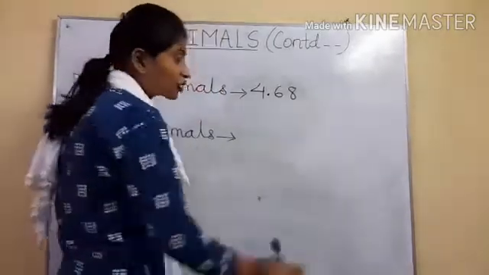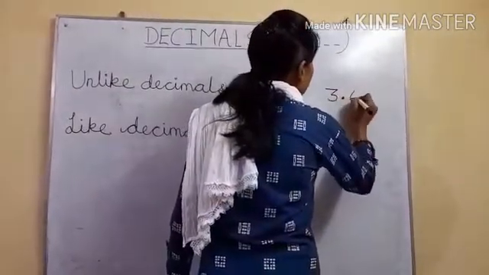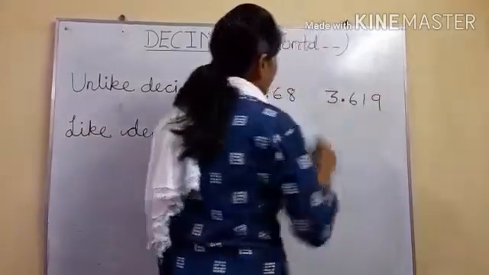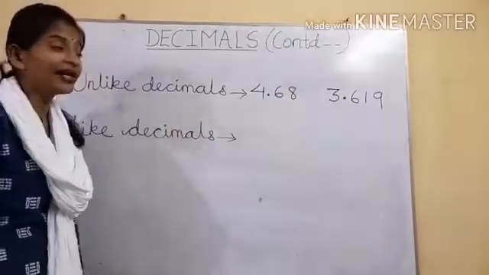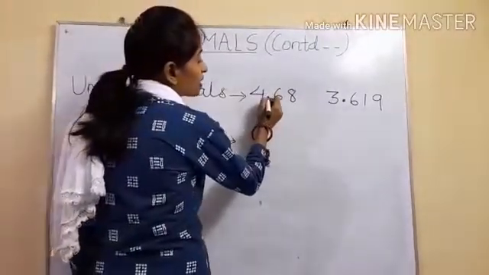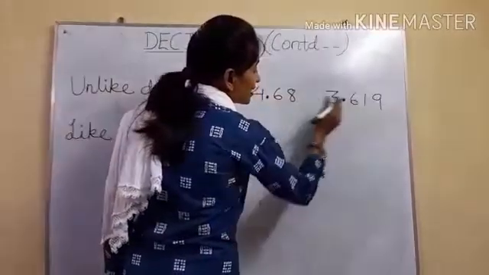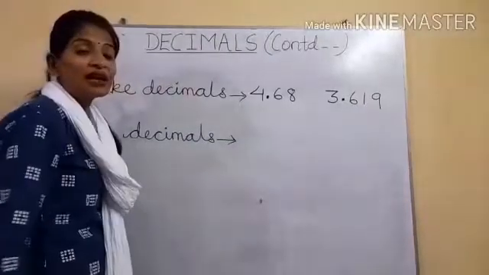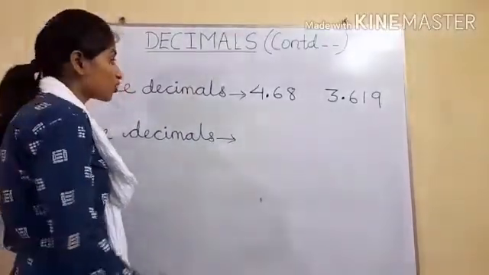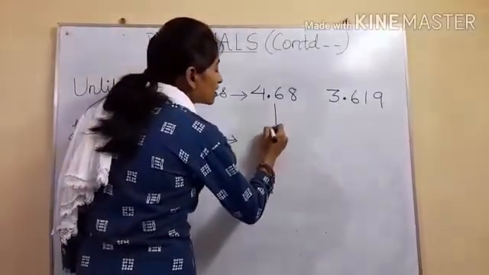4.68. First number, 3.619. Okay, two numbers I have taken and both are unlike decimals, because after the decimal there are 2 digits in one and 3 digits in the other. So they are unlike decimals. Now, how will we change?